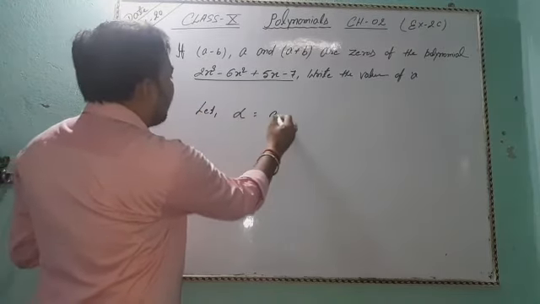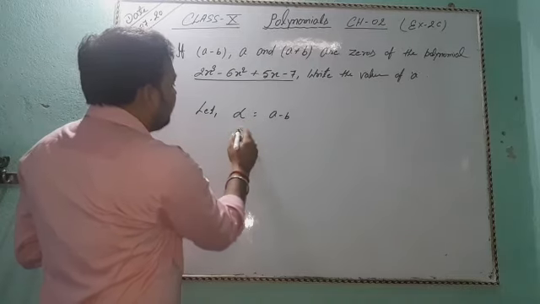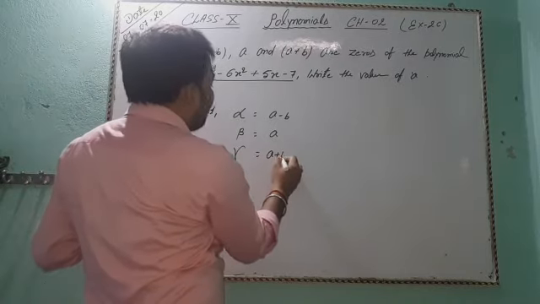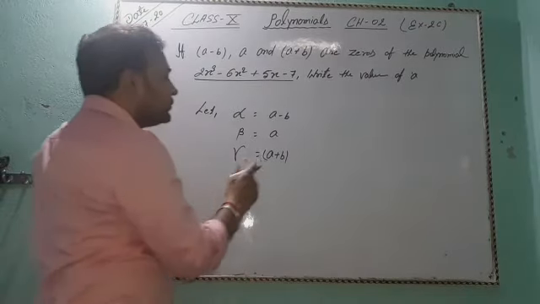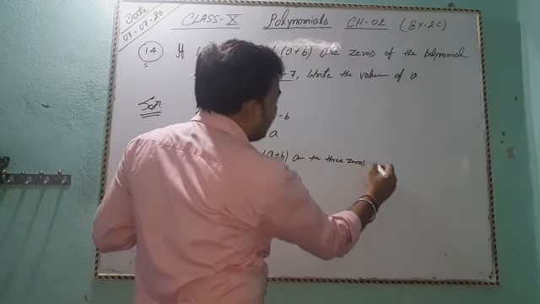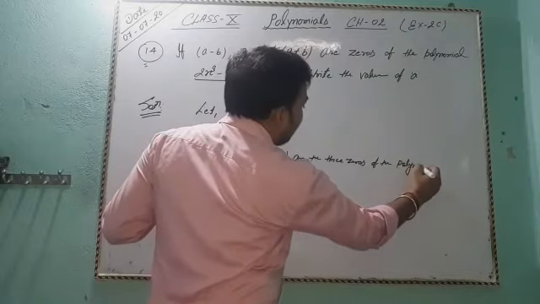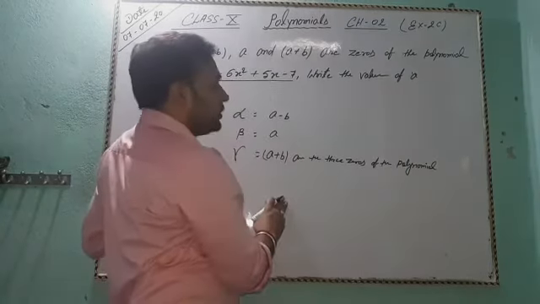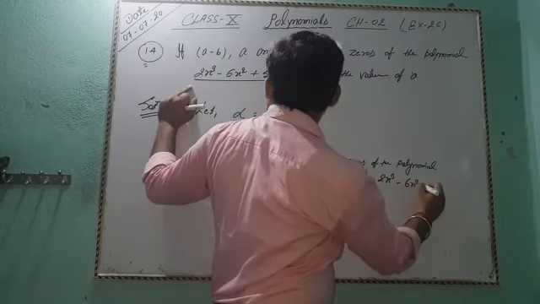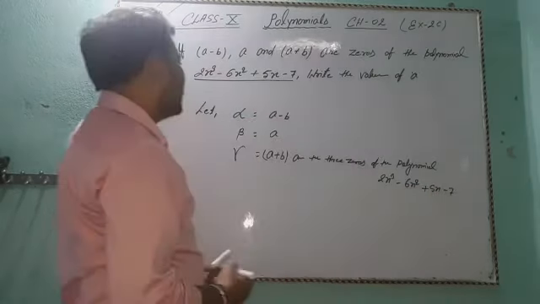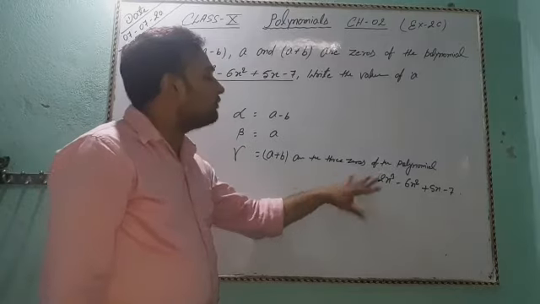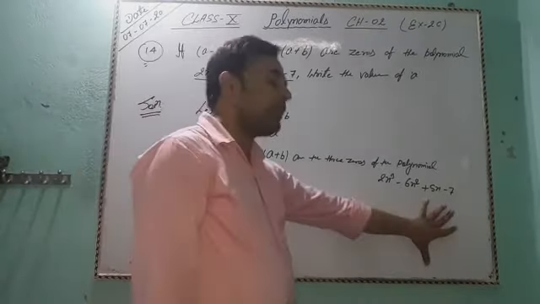Let alpha equal a minus b, beta equal a, and gamma equal a plus b be the three zeros of the polynomial 2x cube minus 6x square plus 5x minus 7.